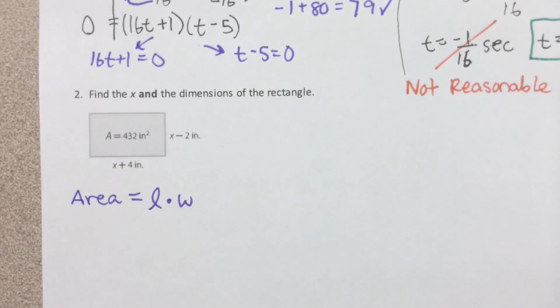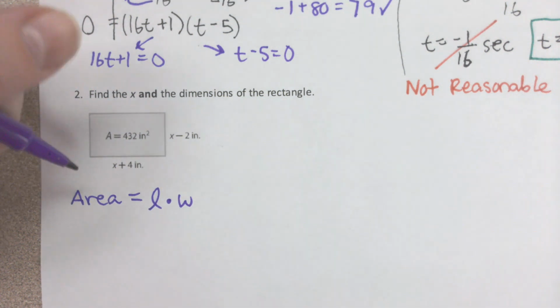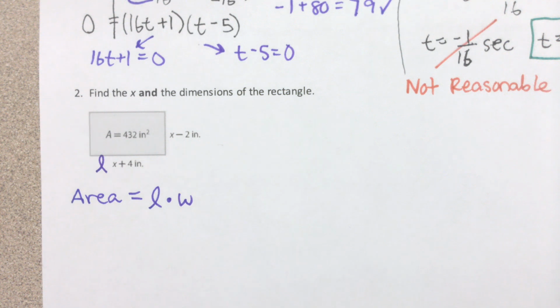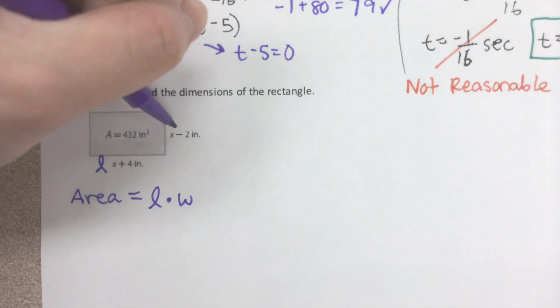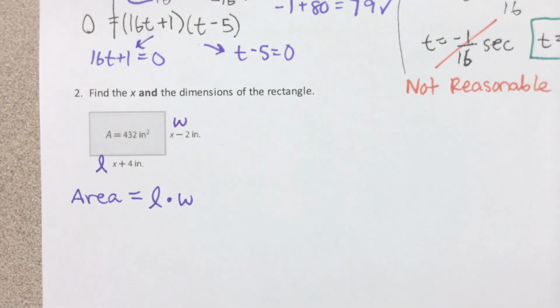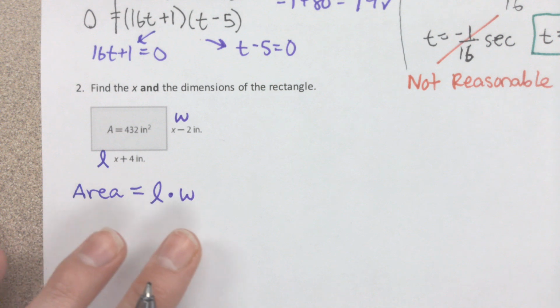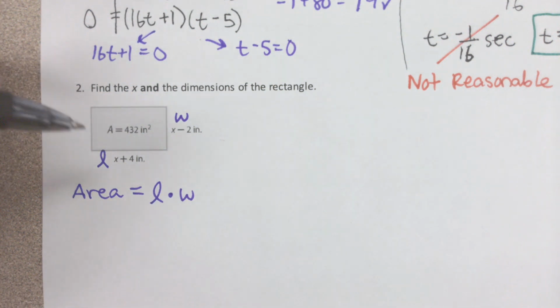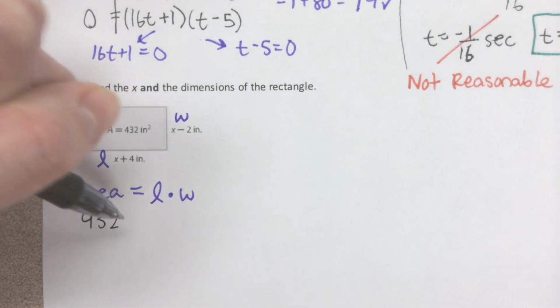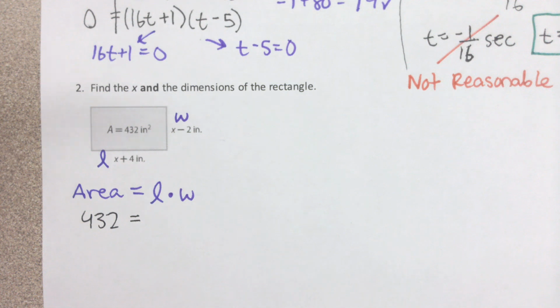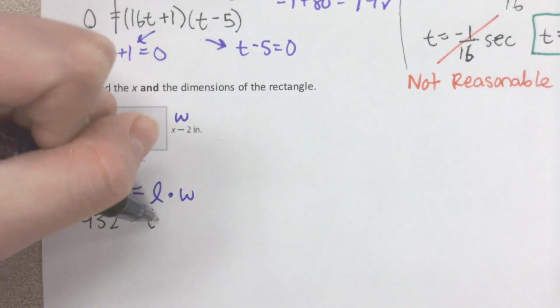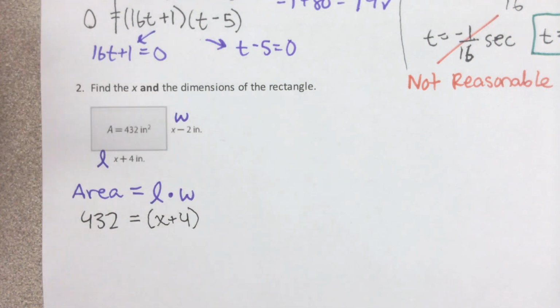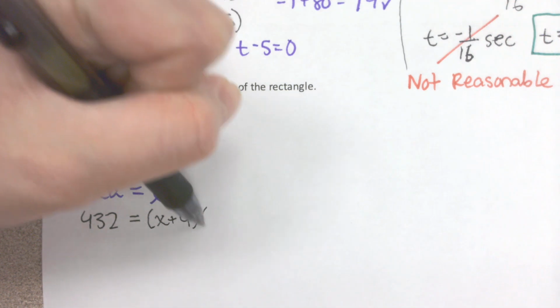Now it's okay if you mix them up, but technically, length is going to be the long horizontal, and width is going to be the vertical. So let's fill this in. Area we know is 432. Length is x plus 4, put that in parentheses. Width is x minus 2.